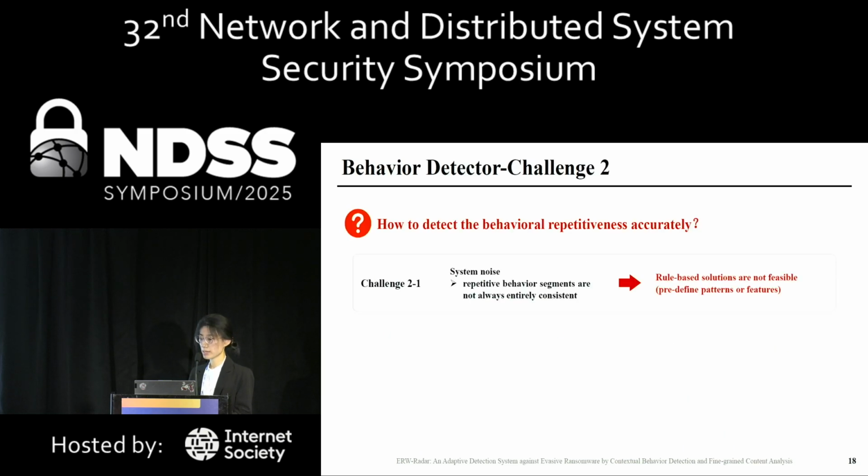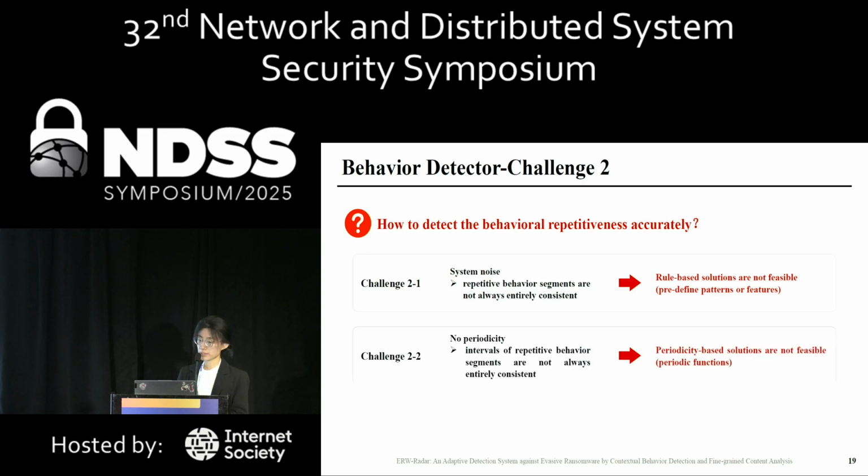Next, how to detect the behavioral repetitiveness accurately. Since other programs in the system, especially those with heavy tasks, may compete for system resources, the repetitive behavior segments are not always entirely consistent. So the rule-based solutions are not feasible. Another solution to detect them is focusing on periodicity. However, the intervals of repetitive behavior segments are not always entirely consistent either, so these solutions are not feasible either.